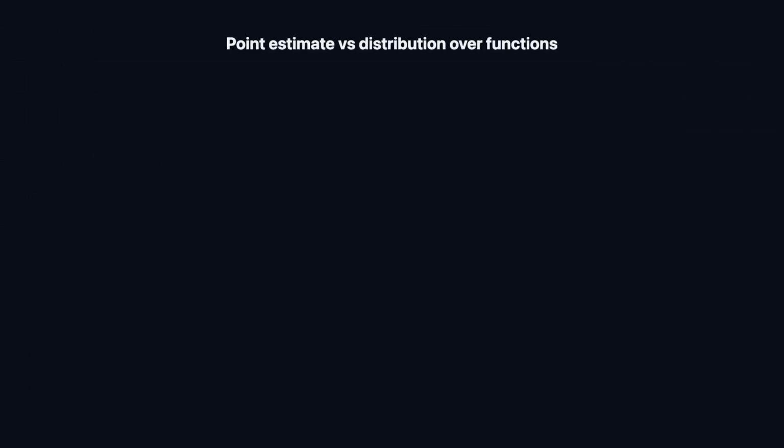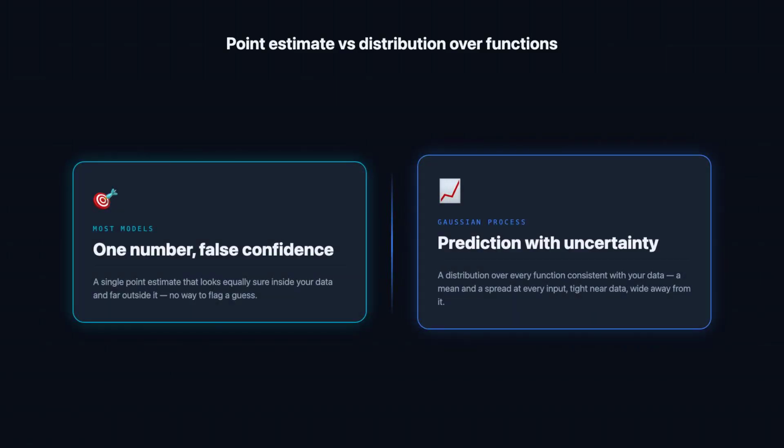To appreciate what makes a Gaussian process special, let's put it next to the kind of model you probably know already. Ordinary models output what we call a point estimate. You feed in an input, and you get back one value, full stop. The trouble is that the model looks equally confident whether the input sits right in the middle of your training data or way out in territory it has never seen. It cannot tell you when it's essentially guessing.